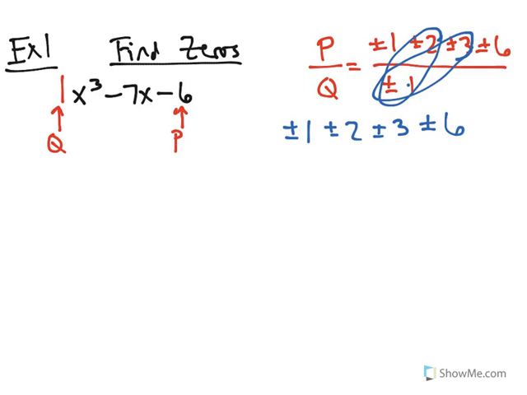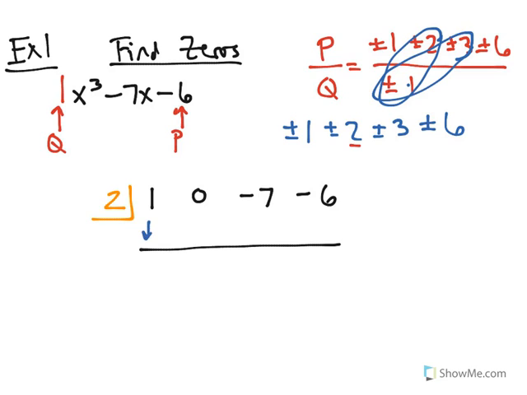My suggestion is to start with the middle. I'm going to try positive 2 and see what happens. I'm just going to use synthetic division on it. So when I check for 2, bring down the first number, so I get a 1. 2 times 1 is 2, 0 plus 2 is 2, 2 times 2 is 4, negative 7 plus 4 is negative 3, 2 times negative 3 gives us negative 6, and negative 6 minus 6 is negative 12. So positive 2 is not a 0.